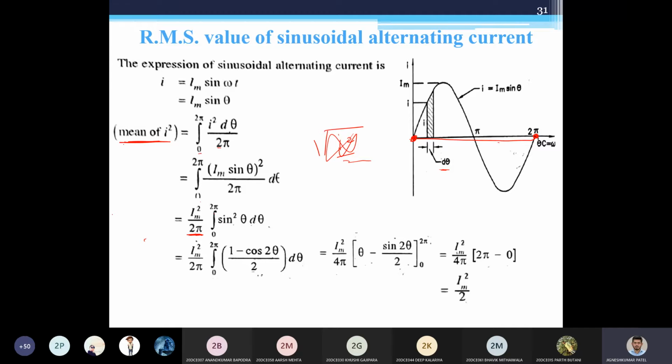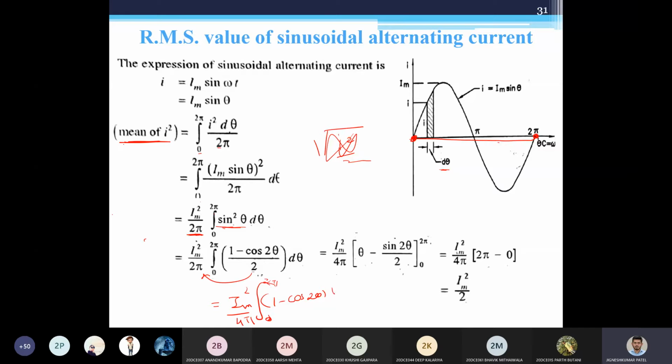If you do that integration, first I can write sin square theta as 1 minus cos 2 theta by 2. This is the standard equation in mathematics. Now I'm going to integrate this equation. Again I will take this 2 common, so it will become Im square divided by 4 pi into the integral of 1 minus cos 2 theta d theta over 0 to 2 pi.